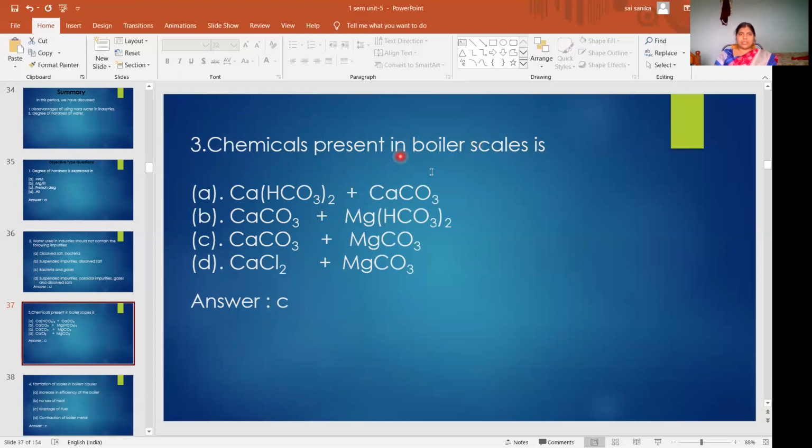Next, chemicals present in boiler scales. In boiler scales, what are the chemicals present? Here, the options are calcium bicarbonate plus calcium carbonate, calcium carbonate plus calcium bicarbonate, calcium carbonate plus magnesium carbonate, and calcium chloride plus magnesium carbonate. So what is the answer here? Calcium carbonate plus magnesium carbonate. So the answer is C.